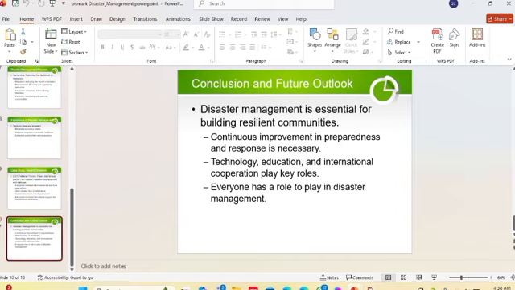Then we have conclusion and future outlooks. So, in conclusion, disaster management is essential for building resilient communities, and continued improvement of preparedness and response is necessary. Technology, education, and international cooperation play key roles. Everyone has a role to play in disaster management. So those are the conclusion. As we end our class, is there anybody with a question before I give out an assignment?